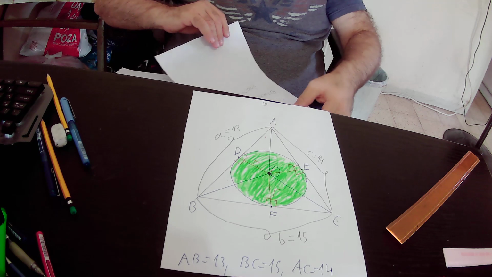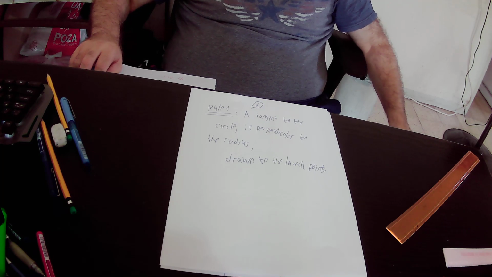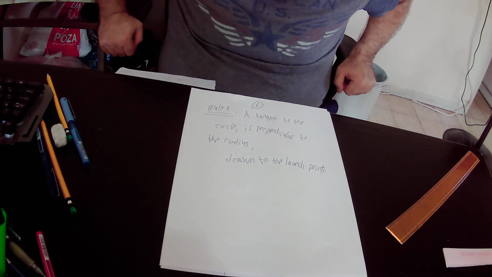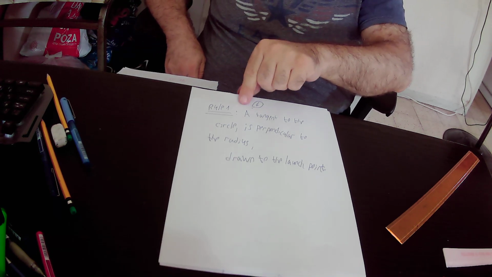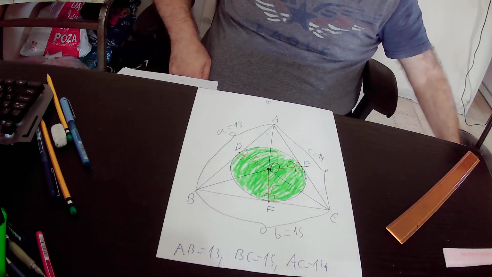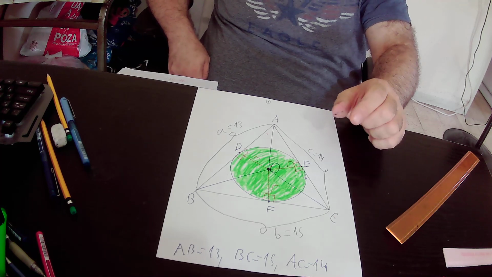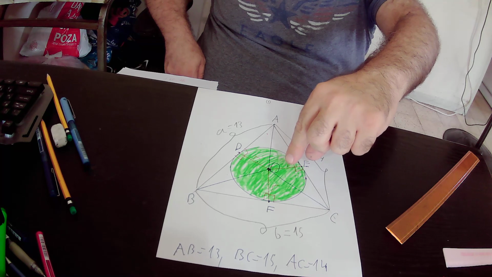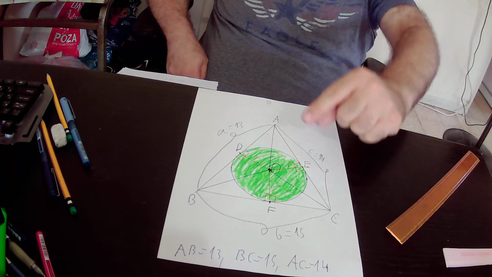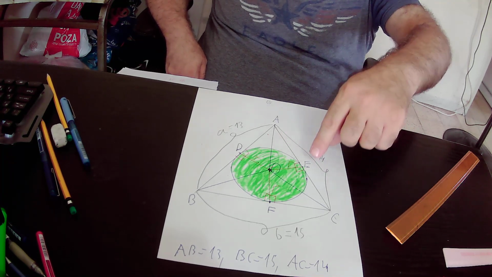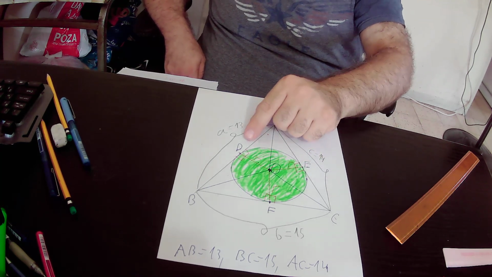And we actually have a rule, I call it rule number 1. According to rule number 1, a tangent to the circle is perpendicular to the radius drawn to the launch point. So according to this rule, whenever you draw a radius to the launch point, then that radius will be perpendicular to its tangent. So this radius is drawn to the launch point, that is point E. Therefore, this radius is perpendicular to its tangent AC, that is to say this is a right angle and this is a right angle.